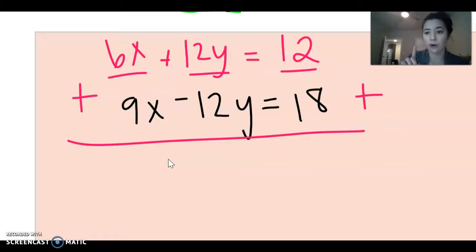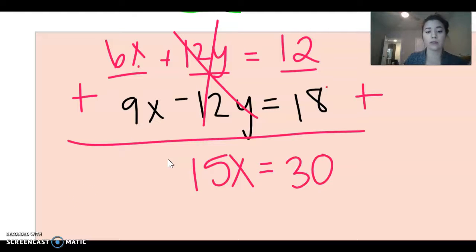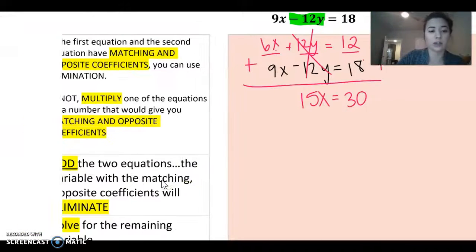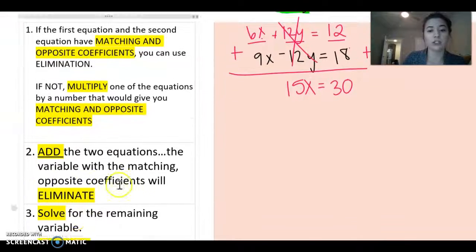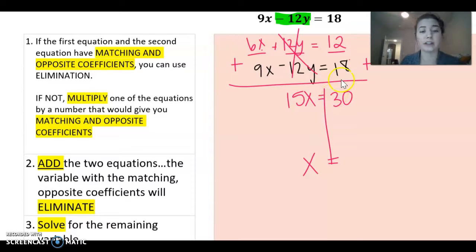All right, hopefully you got that the 12s eliminate because they're now opposites. 6 and 9x is going to give us 15x total. And then 12 and 18 equals 30. Okay, so that's the next step done. So now do step 3, solve for that variable. What is x going to be? Again, take a second to do that.